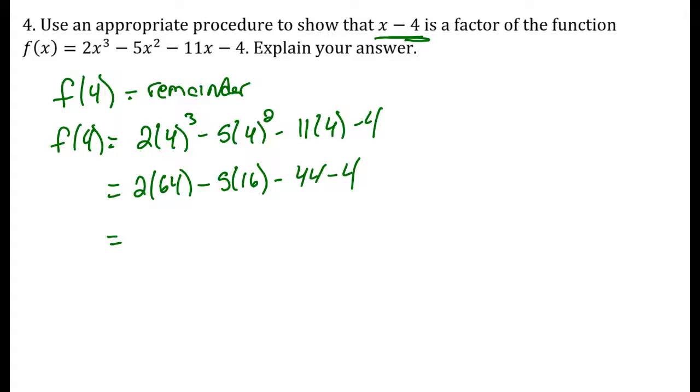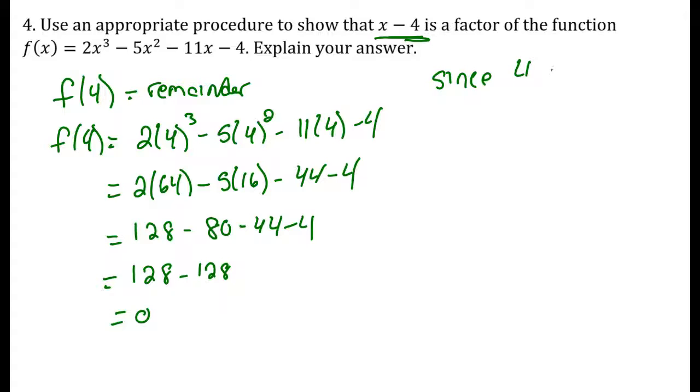Hopefully you just type this all in your calculator at this point. 128 minus 80 minus 44 minus 4. So I have 128 minus 128, which is 0. So the remainder theorem tells me that when I divide by x minus 4, my remainder is 0. Or you could say, since 4 is a 0, because when I plugged in 4 I got 0, x minus 4 is a factor.